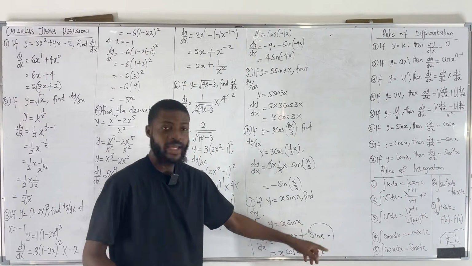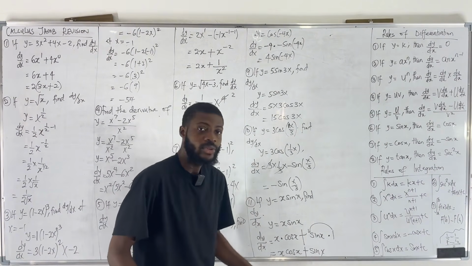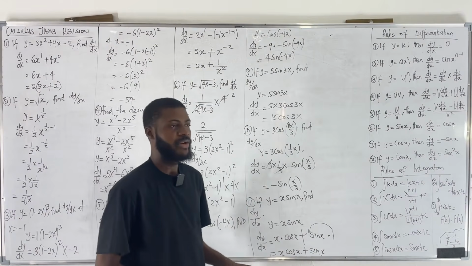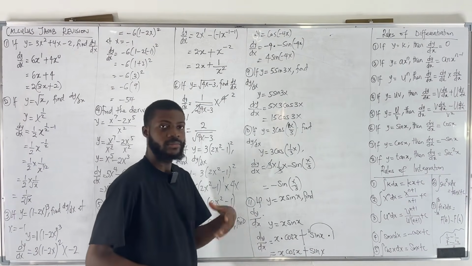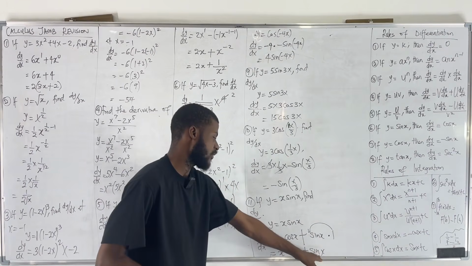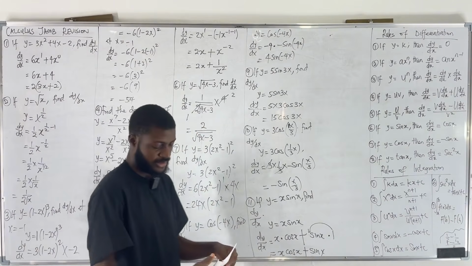Don't go and use 2x and then times this very x. This x is untouchable. You cannot touch it, it's an angle. You cannot go and touch it. So be very, very careful. So this will be the answer. Take note, in the exam, they can write the sin x first, so they write sin x first before writing x cos x. And it's still the same thing.